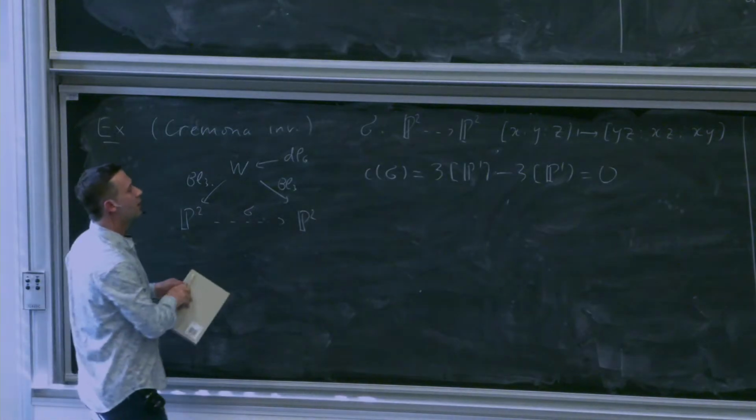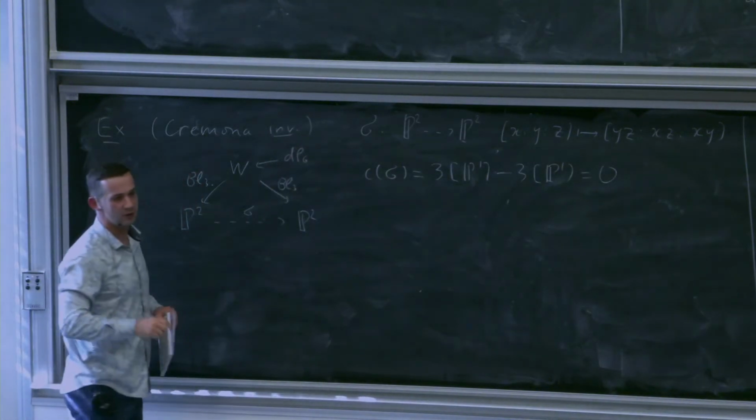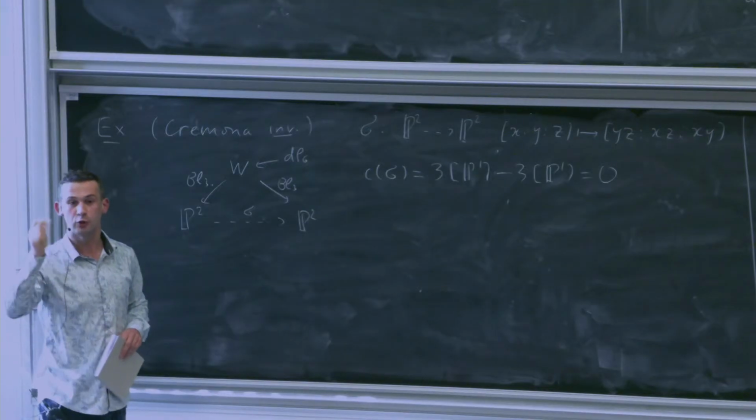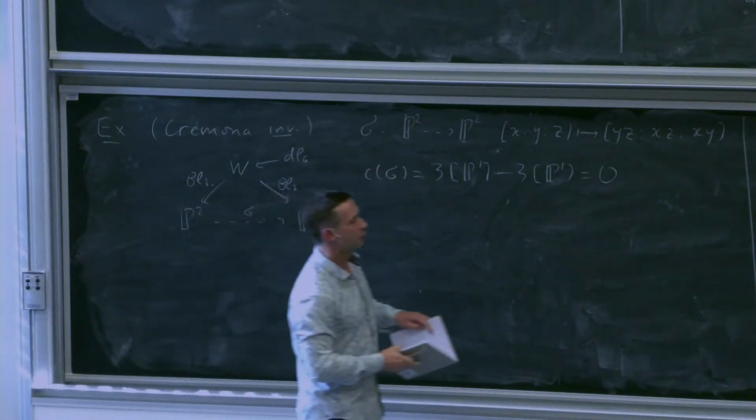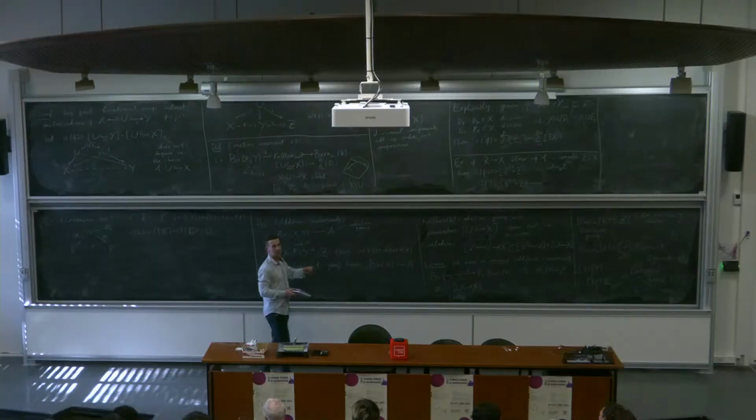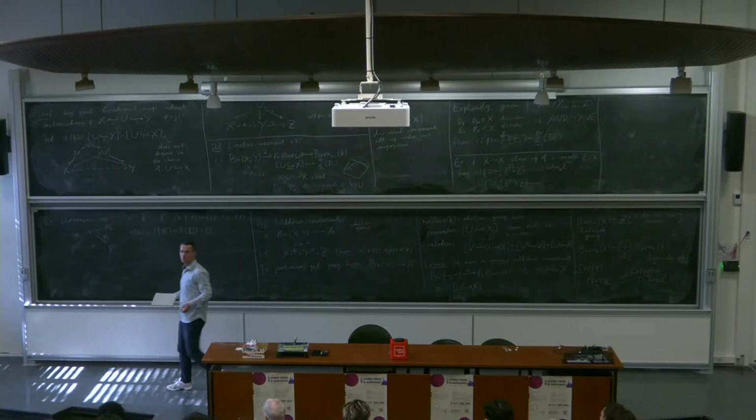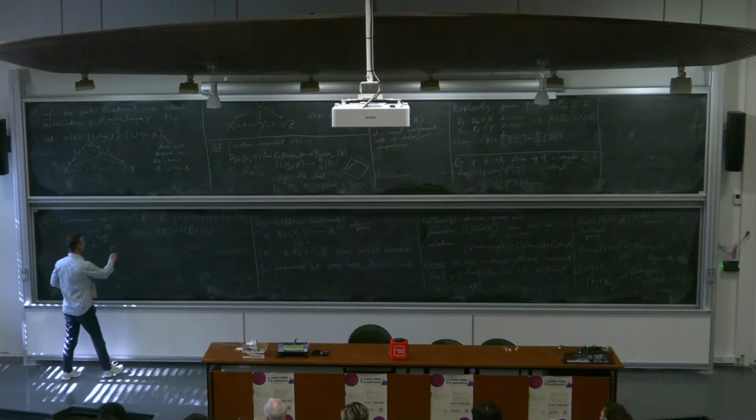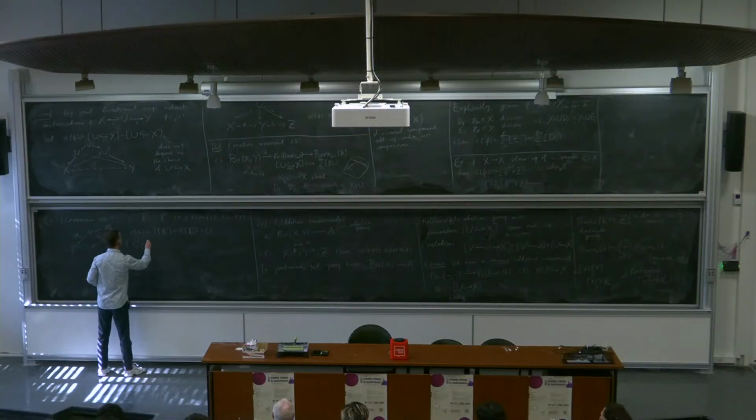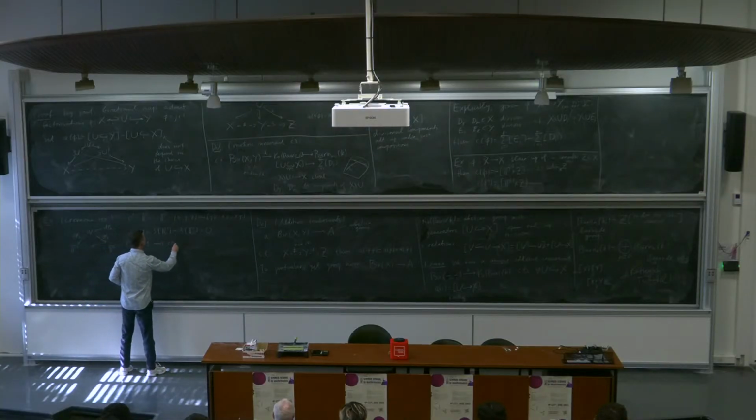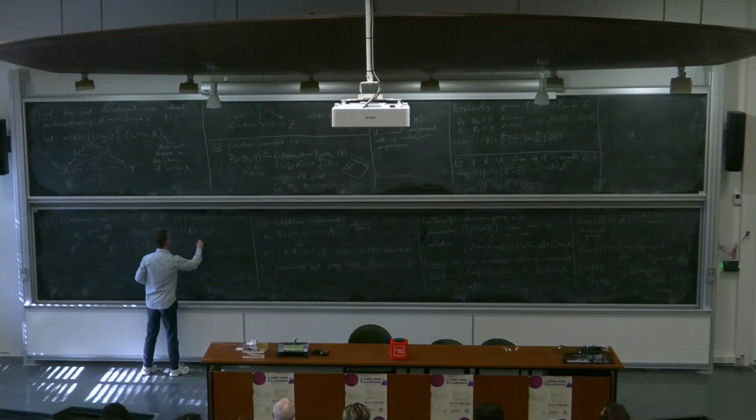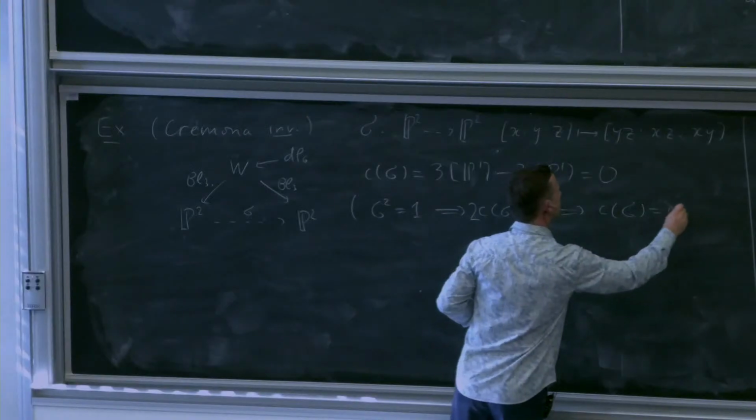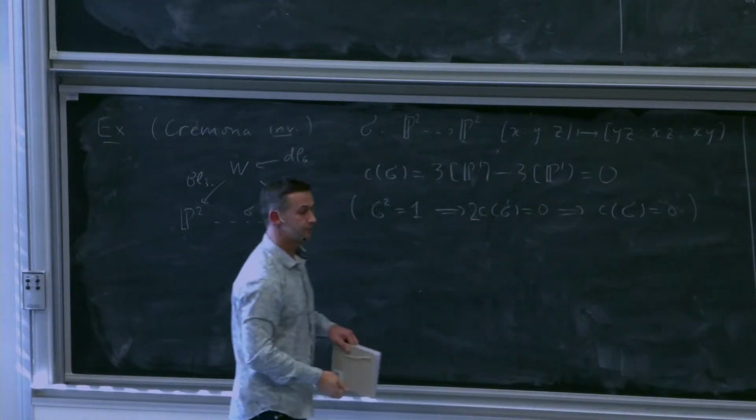Another thing is, because it's an involution, it squares to 1, but the target of the invariant is torsion-free. Therefore, every involution will actually have invariant 0 just because there's no torsion in the target. Another reason is sigma squared is identity, hence 2 times the invariant is 0, and this means that it's already 0 because we are in a free abelian group.